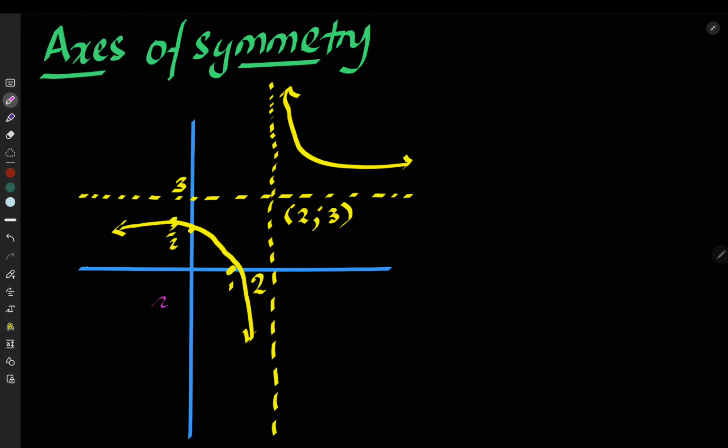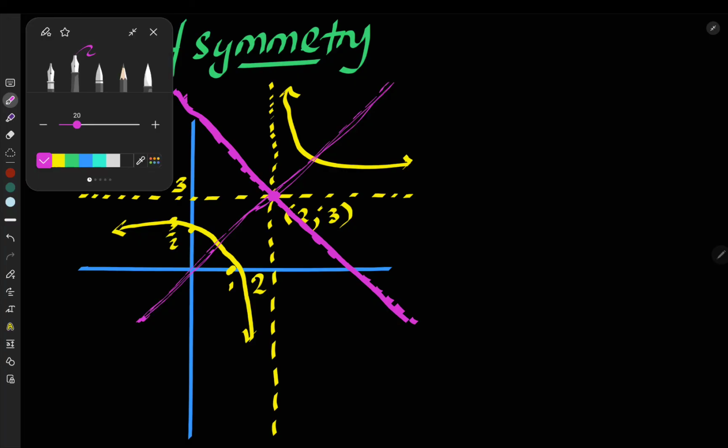You can see we can fold this graph along a line passing through the point of intersection of the horizontal and vertical asymptote. If you fold this graph like this, you can see that you have a symmetry. Alternatively, this can be folded along this line as well, and when you fold it along that line, you also have an axis of symmetry. So these are the axes of symmetry. What you are basically asked is to determine the equations of these lines.